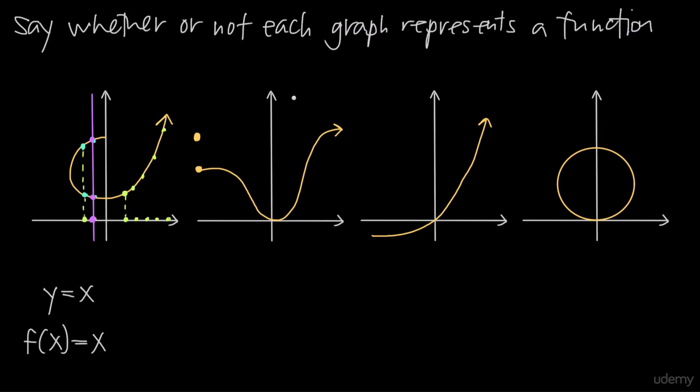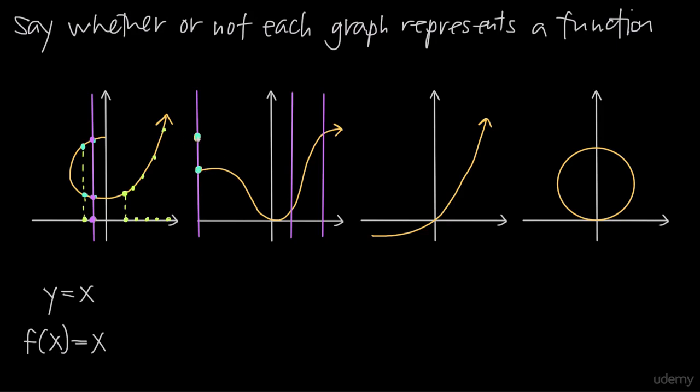So if I look at this graph right here, I can draw a perfectly vertical line right here, and I can see that it only intersects the graph at this single point, so I know I'm okay there. If I draw a perfectly vertical line here, I can see that it only intersects the graph at this single point, and I can do that for lots of different vertical lines. But if I draw a perfectly vertical line right here, I can see that it intersects the graph at 2 points. This point right here, which is off of the graph, and this point right here.